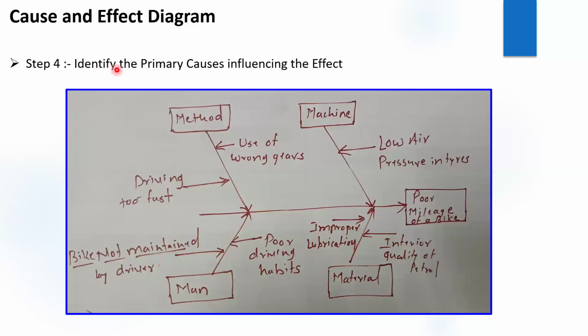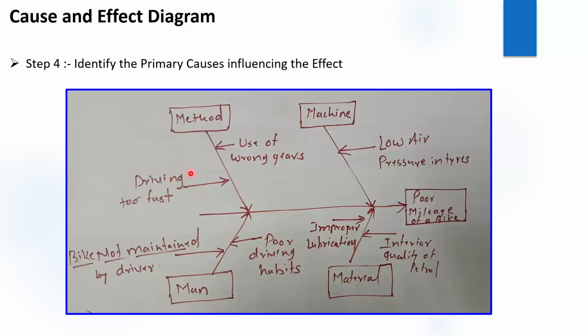So step number 4 we are studying. Step number 4 means primary causes that influence the effect. Which are the primary causes which influence the effect? Low air pressure in tires may affect the mileage of a bike. This I have written in machine. Method: use of wrong gears. Normally he is using wrong gears, always running the bike on first gear, for example. This is not a good method. The use of wrong gears may lead to poor mileage of a bike.